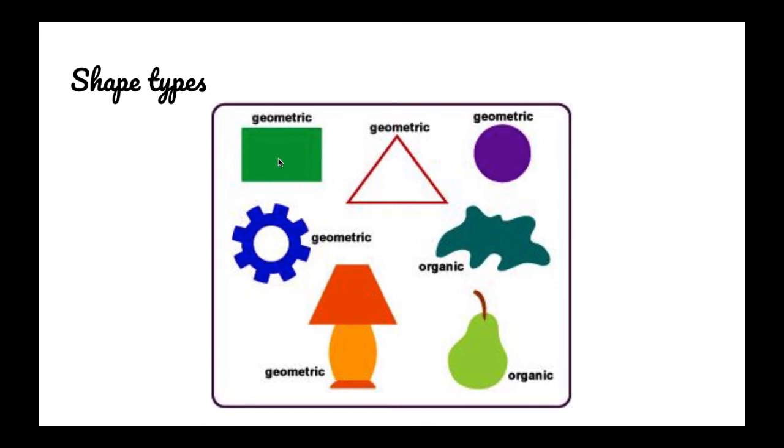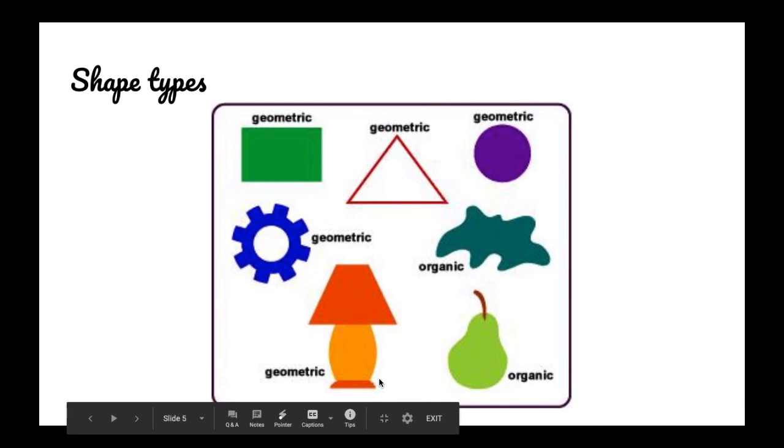So obviously the rectangle and the triangle are geometric because they have straight edges, but so is this circle because it's a perfect circle, so it's perfectly even. And this little gear shape here has both straight lines and a perfect circle in the middle. And so that's what's making it geometric instead of organic. And then even this shape of the lamp down here, it has a trapezoid, and then it has this very perfectly symmetrical sort of semi-oval, and then another trapezoid at the bottom.